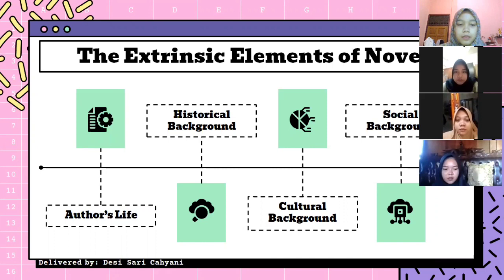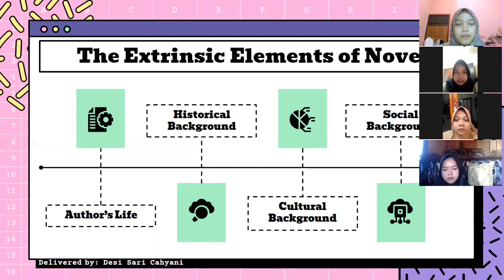Second, historical background. Historical background might be described by the flow of the story. It could be shown by a timeline too. The historical background can be the history or the past of the setting the story was in. It could also show the development or improvement of a certain thing or condition.